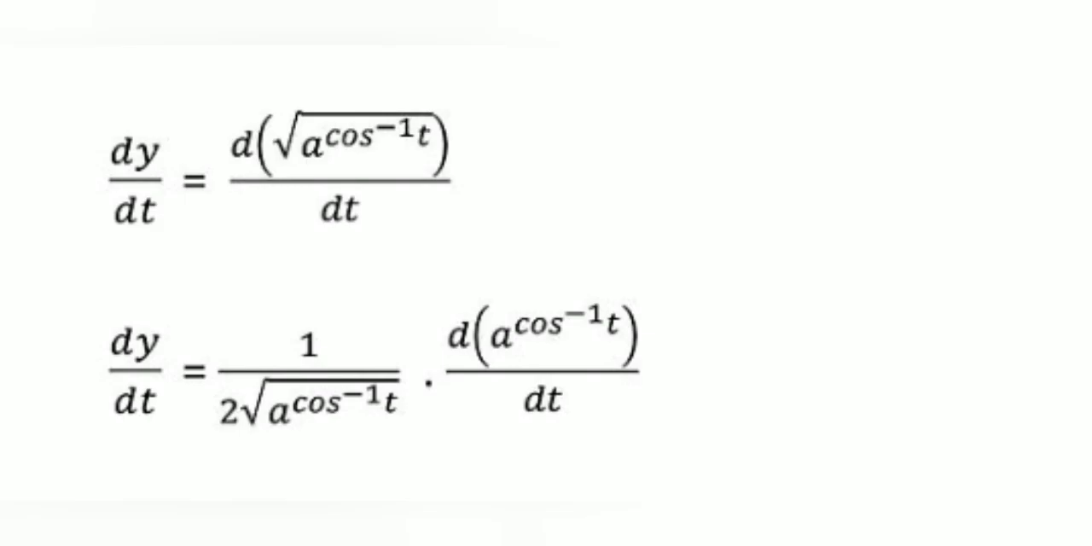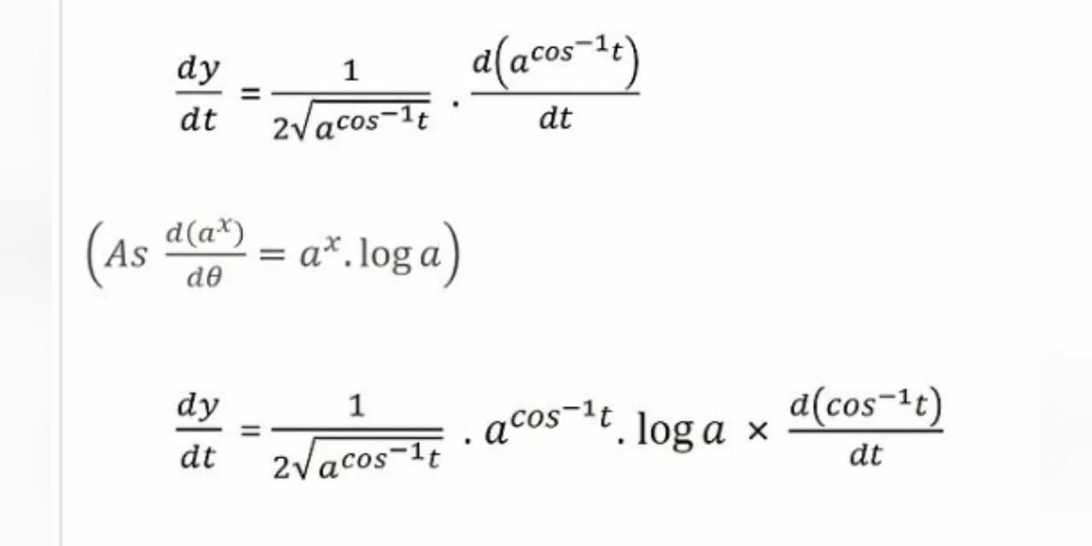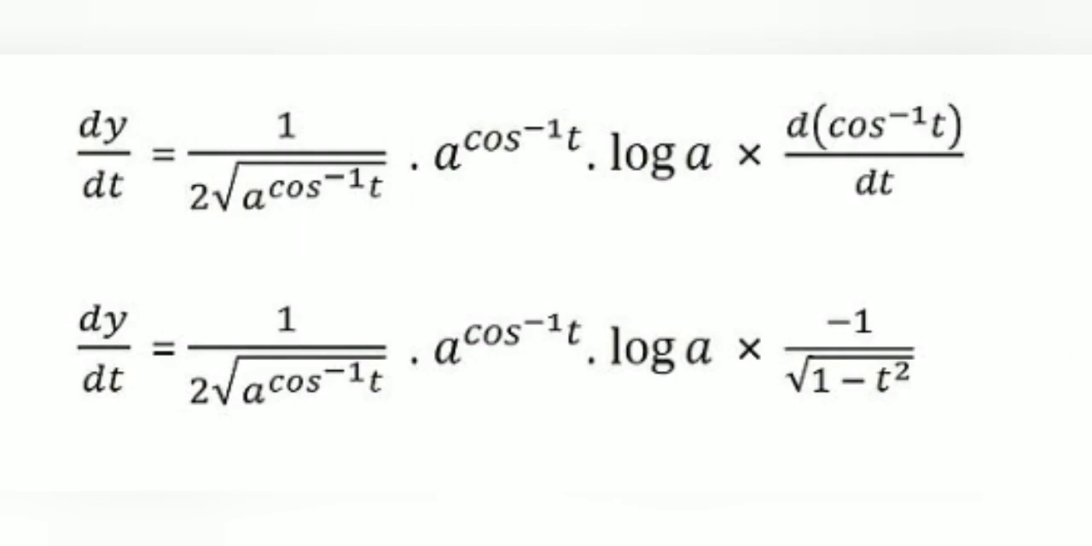Thus differentiation of root of a raised power cos inverse t is equal to 1 by twice under root of a raised power cos inverse t. Then differentiation of a raised power cos inverse t. Now, differentiation of a raised power f x is equal to a raised power f x log of a into differentiation of f x. Thus, differentiation of a raised power cos inverse t is equal to a raised power cos inverse t log of a into differentiation of cos inverse t, and differentiation of cos inverse t is equal to minus 1 by under root of 1 minus t square.